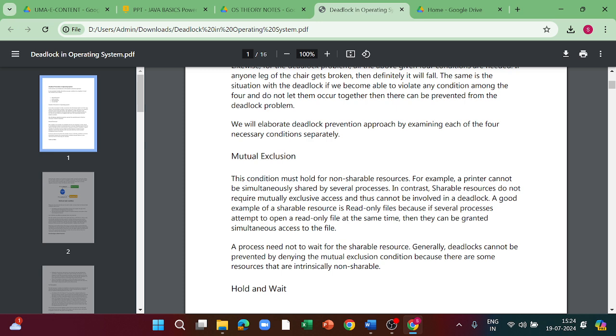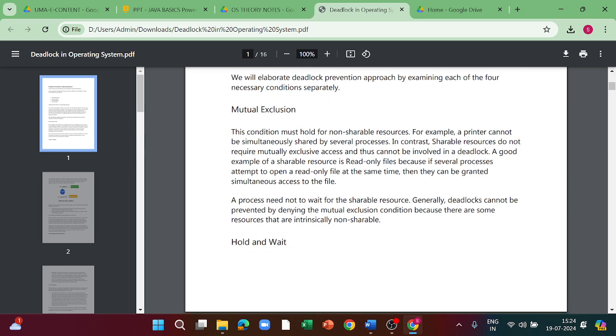Similarly, we can print only one file at a time. If a process need not wait for a shareable resource, deadlock cannot occur. For the mutual exclusion condition, there are some resources which are not shareable.